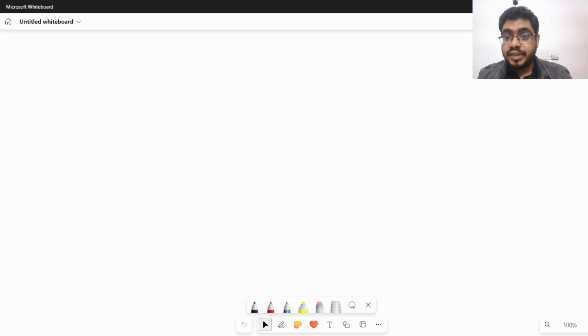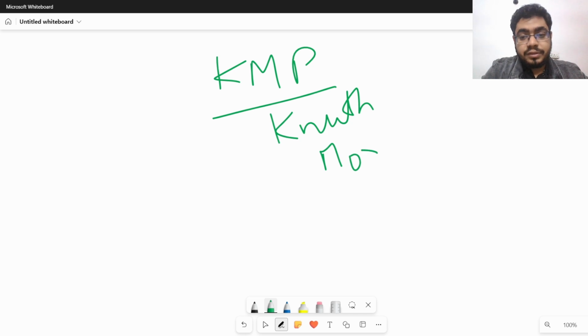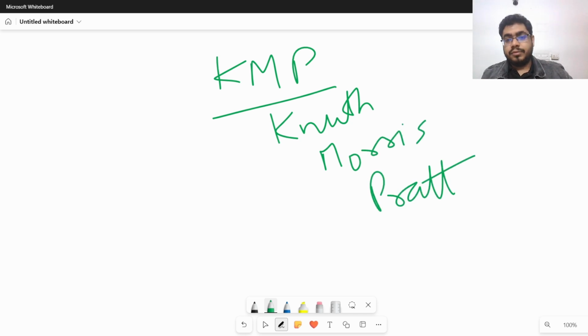Let's start with today's topic, which is in a way a continuation to the Z algorithm that we have already covered. It is going to be on the KMP algorithm, which is also a string matching one. So let's get started. KMP, or if I look at the full form, it's the Knuth Morris Pratt algorithm. These are the three people who came up with this algorithm, Knuth, Morris and Pratt. KMP is used for string matching.